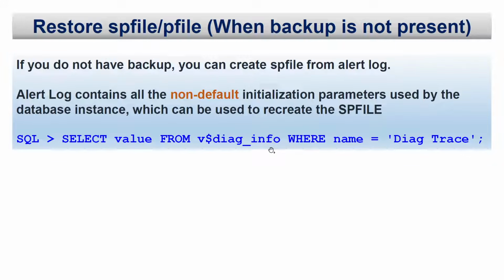Let's say you don't have the backup, but you have the alert log. Then you can actually use that. You can go to this location, query this $diag info, and locate the alert log. There will be an alert_<Oracle SID>.log. This particular file will be present in this location. In that alert log, all the non-default initialization parameters will be stored. So you can use that to recreate your sp file. Sorry, you can recreate the p file.